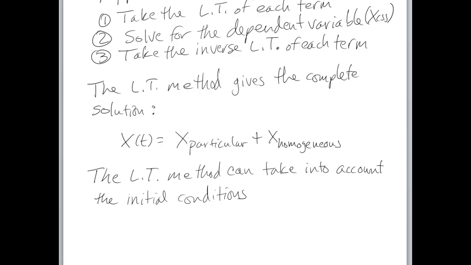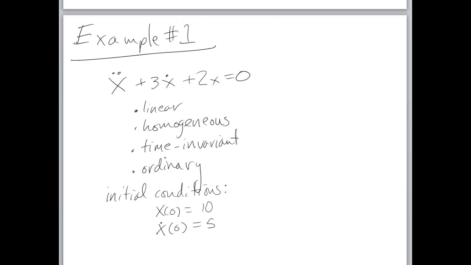The other thing is with the Laplace transform method that you can include the initial conditions. So you can take into account, for example, in a mechanical system, the initial position or initial velocity of your system. And in a thermal system, you could take into account the initial temperatures. So let's do a couple examples.